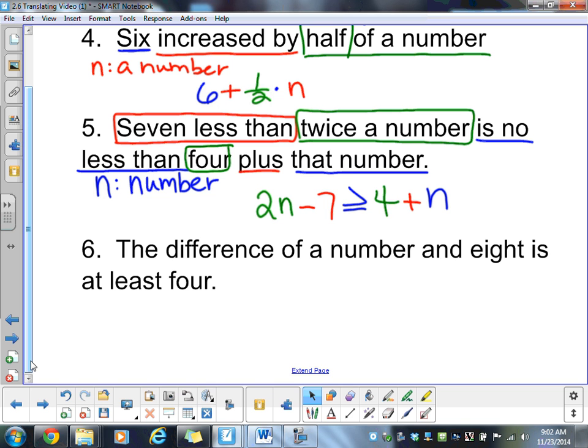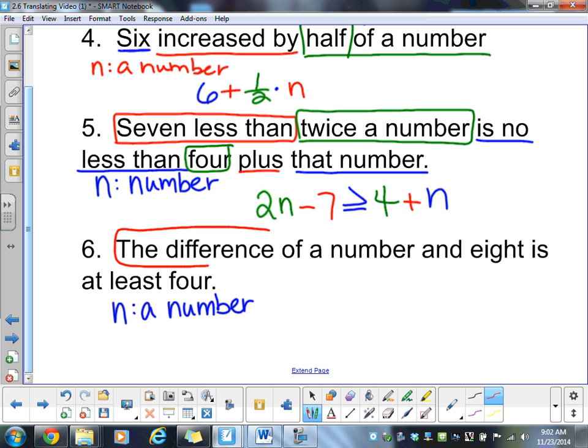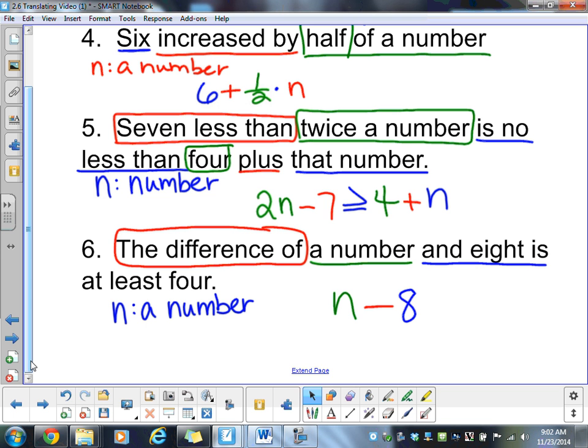Last example, number 6. The difference of a number and 8 is at least 4. So again, we're talking about a number. And we're saying the difference of. So if we're finding the difference of something, that means we're subtracting. The two things we're subtracting come right after it. We're subtracting a number and 8. So a number and 8.